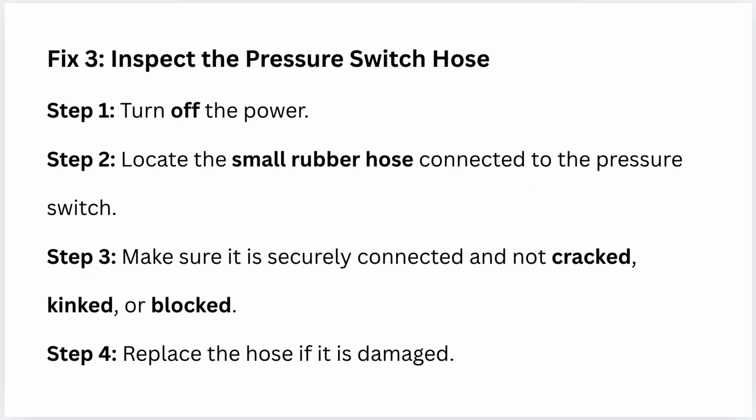Third one is inspect the pressure switch hose. Turn off the power, then locate the small rubber hose connected to the pressure switch. Then make sure it is securely connected and not cracked, kinked or blocked. Replace the hose if it is damaged.